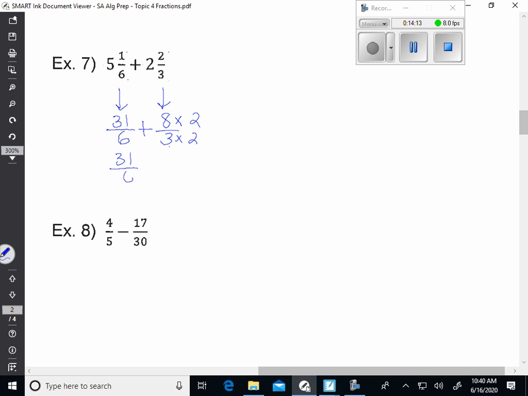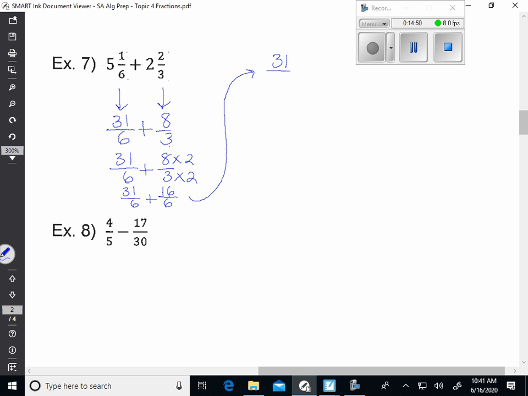So I'm actually going to write that in a separate step, since, of course, these notes are going to Google Classroom later. That way you can see the progression. So we multiply the top and the bottom by 2. So that gives you 31 over 6 plus something over 6. So now notice that the denominators are the same.